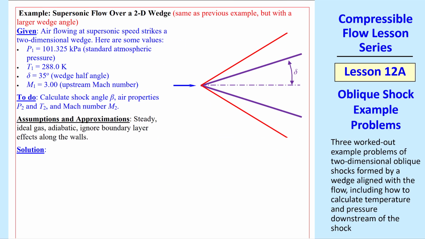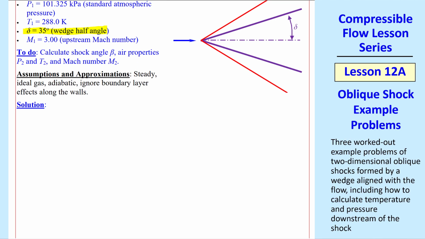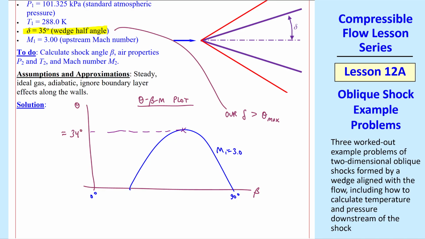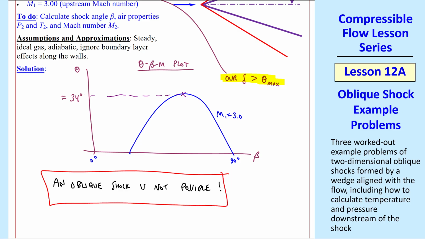I'll do one more example. This is exactly the same problem as the previous one, except I have a bigger wedge half angle. It was 20 degrees in our previous problem. Well, this one turns out to be a lot simpler, because my theta-beta-M plot at Mach number 3 turns out to have a theta max of about 34 degrees. Well, our delta is greater than theta max, so this tells us that an oblique shock is not possible for this case.